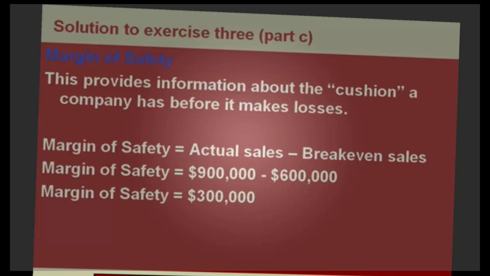This means sales has to drop $300,000 before the company gets into trouble. That's what it tells you. Ideally, you want this margin of safety to be as high as possible. Okay, let's go to part D, which deals with operating leverage.